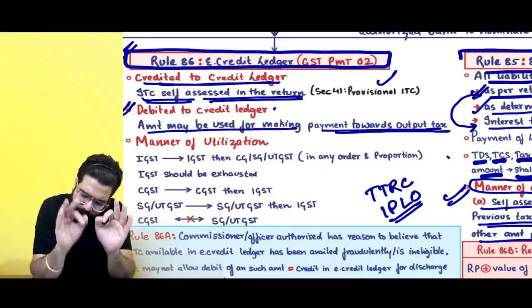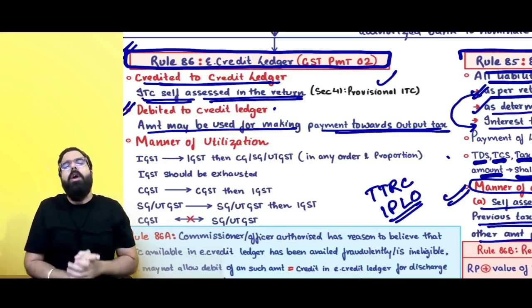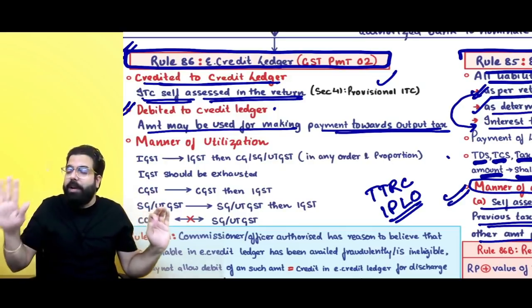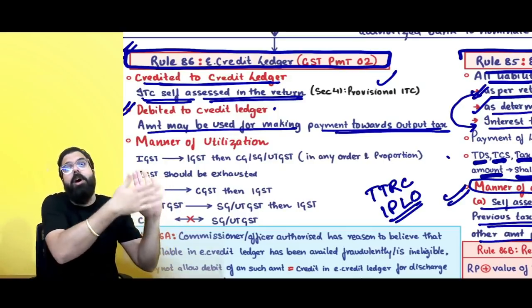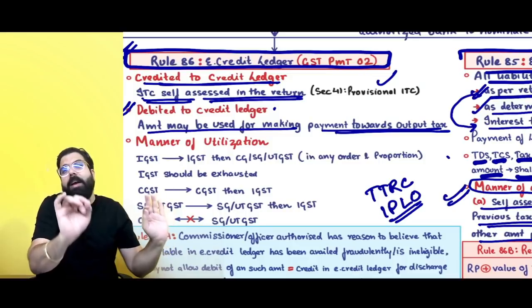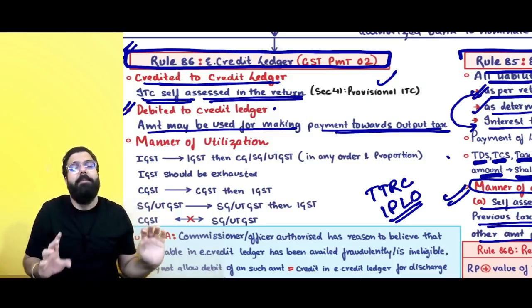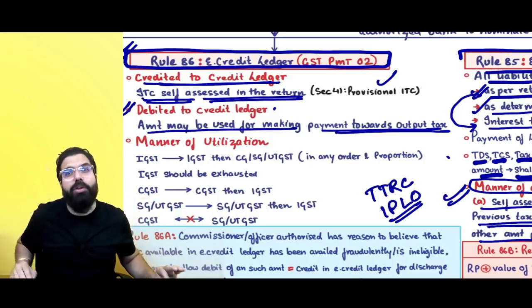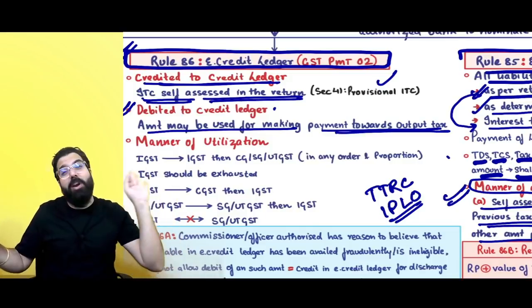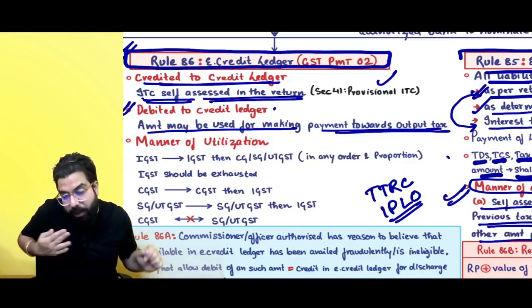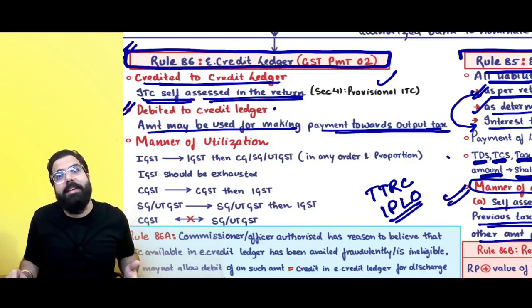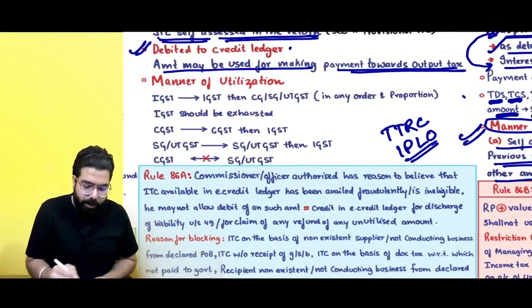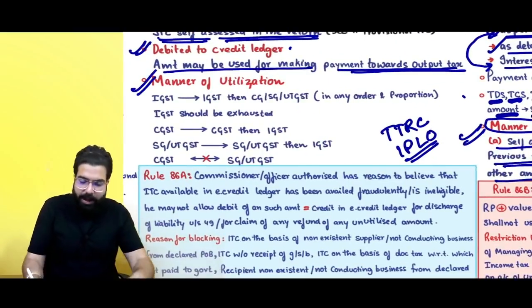Very important point to note over here. Whenever you have credit, it can be only used to pay your output tax liability. Always remember, reverse charge mechanism liability has to be paid in cash. Credit cannot be used. Credit can be only used to pay your output tax liability. Reverse charge liability is your input tax liability. Credit cannot be used.